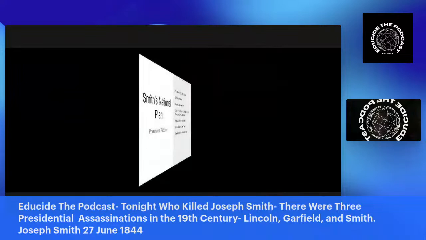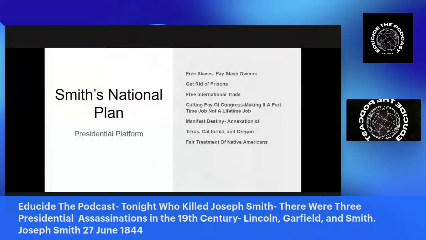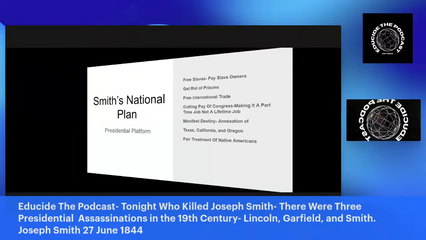Smith's national plan: he was going to free the slaves and pay slave owners for the trouble. He was going to get rid of prisons. He wanted free international trade. He wanted to cut the pay of Congress, making it a part-time job, not a lifetime job. He believed in manifest destiny, the annexation of Texas, California, and Oregon. He believed in fair treatment for Native Americans.